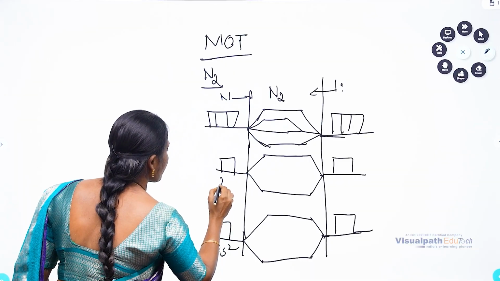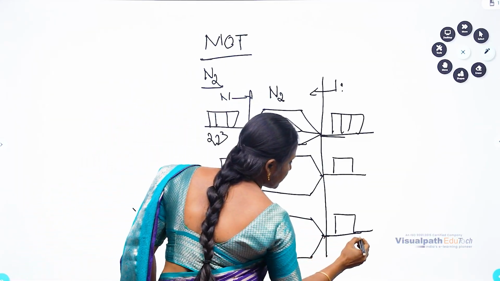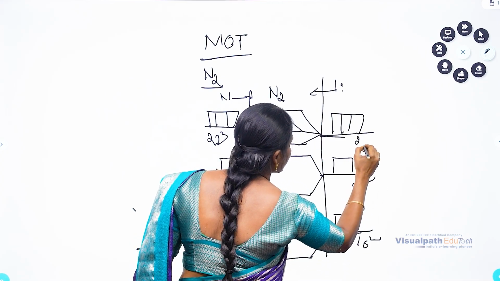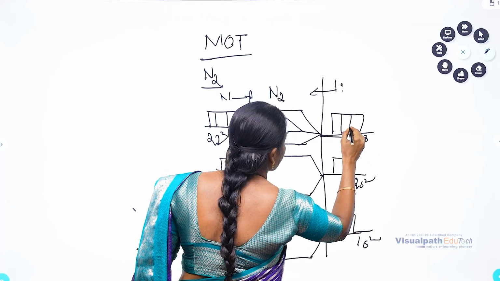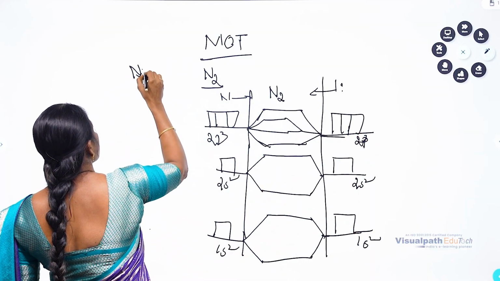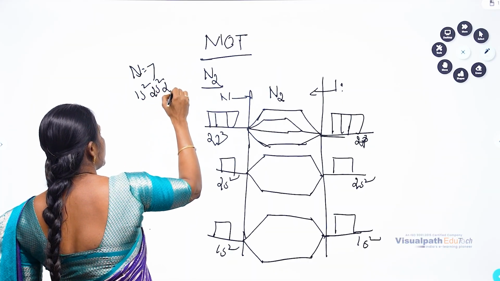1s2, 2s2, 2p3. So, what is the nitrogen atomic number? 7.